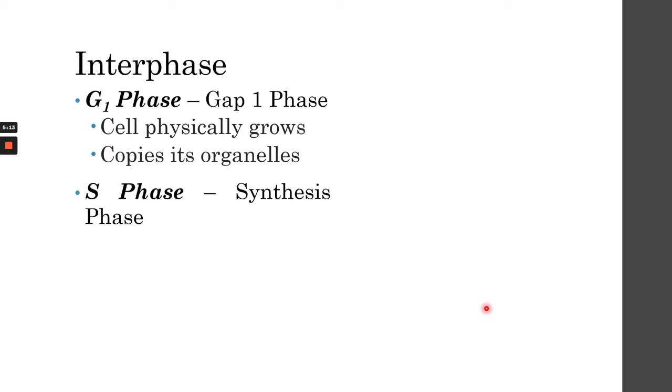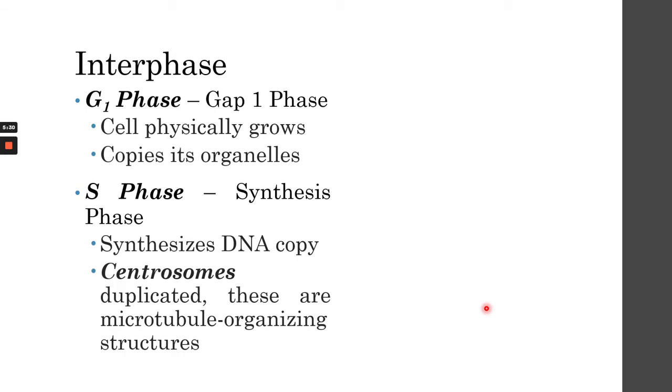Next part is S phase, or what we call the synthesis phase. Synthesis means to create. So what we're doing here is we're creating a DNA copy. At S phase, the cell is spending energy to create a copy of its DNA. Moreover, during this phase, centrosomes are also duplicated. Later, we'll discuss more ano bang ginagawa ng centrosomes. But these are very important structures for organizing the microtubules that the cell will use to divide. So centrosomes have a very important task in cell division.